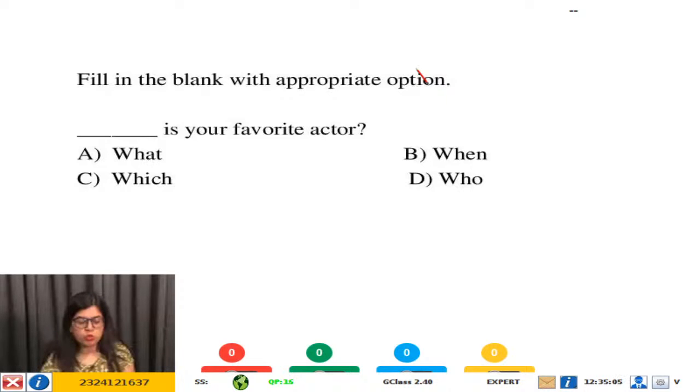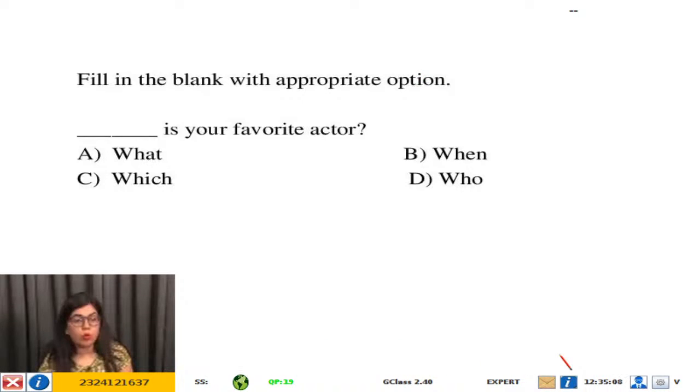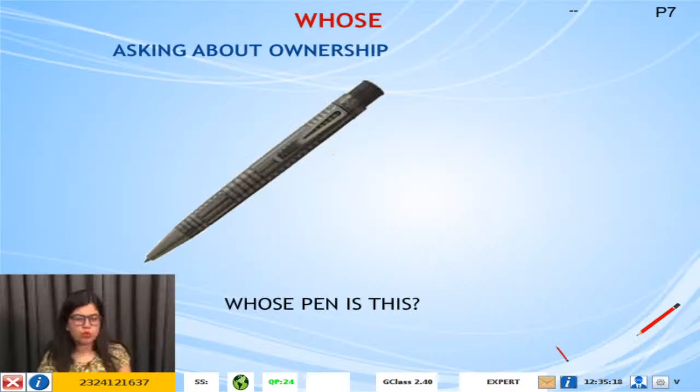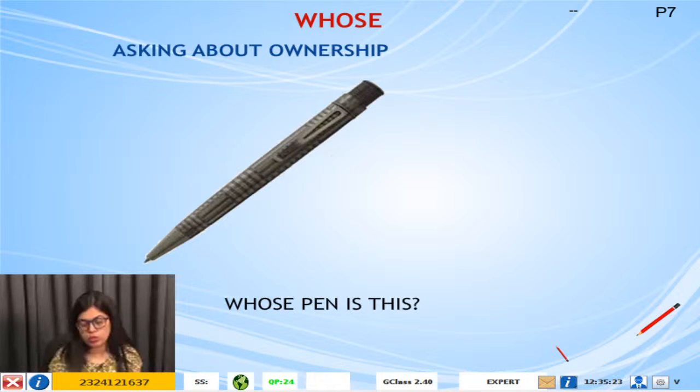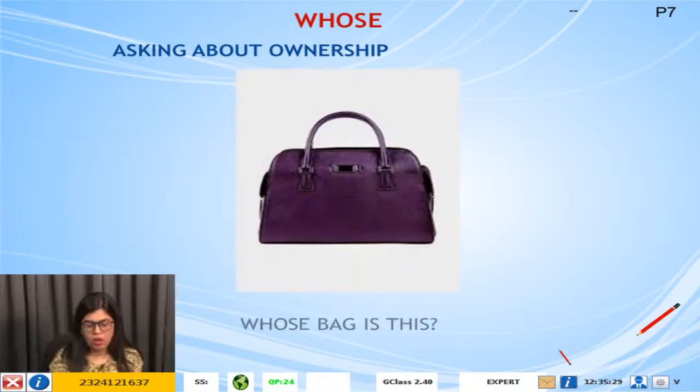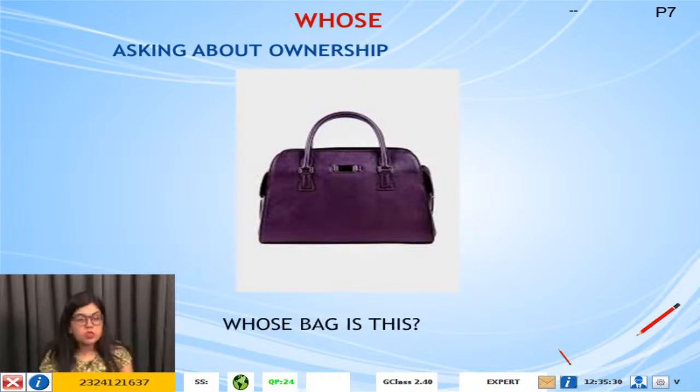So whose? Okay, so here we have whose, asking about ownership. So let's see. What can you all see in the image? Yes, there's a pen. So whose pen is this? Like we ask, whose bottle is this? Whose pen is this? Whose pencil is this? So we use whose to ask about ownership. Whose is. Whose bag is this? Here also we have whose is.